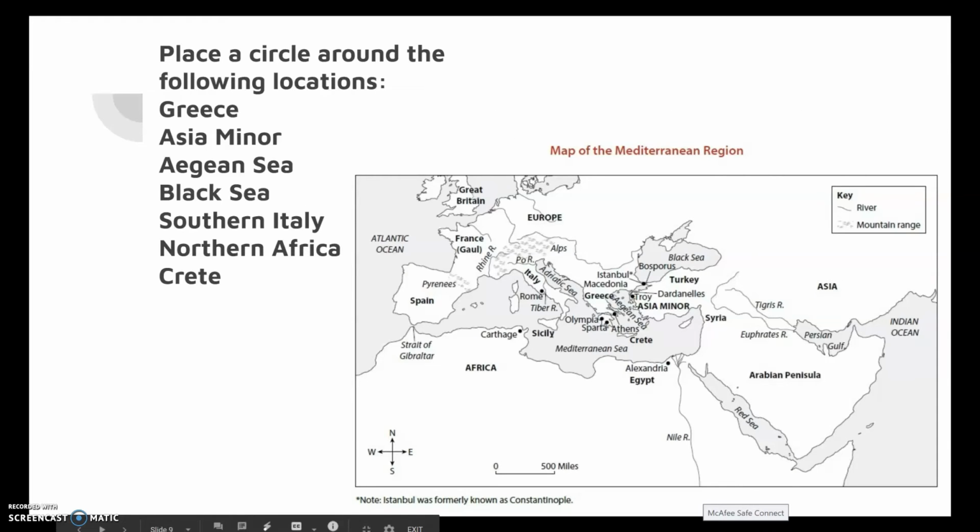So you can see here, Asia Minor is right here. I want you to use the shape tool, pick any color you want, and put a circle around where Greece is, Asia Minor, the Aegean Sea, the Black Sea, southern Italy, northern Africa, and Crete. This will help you start to get your mind wrapped around where everything is. Pause your video, come back when you're done with that.